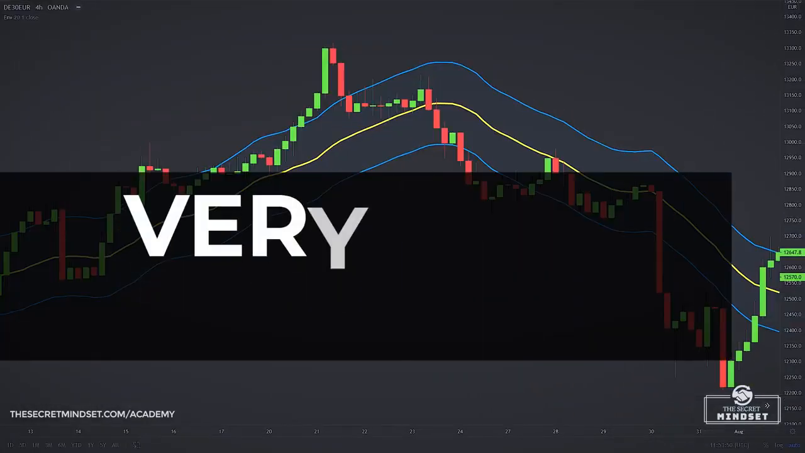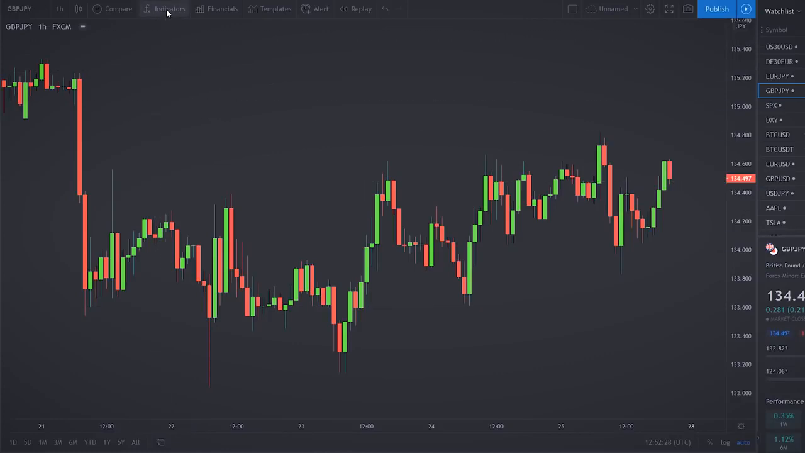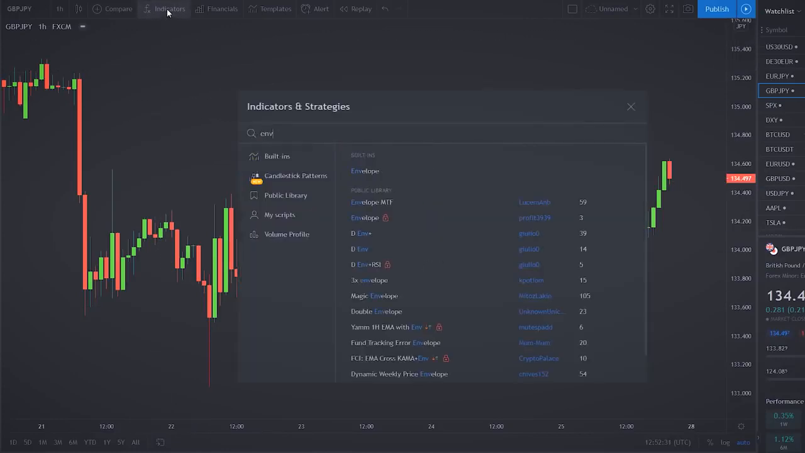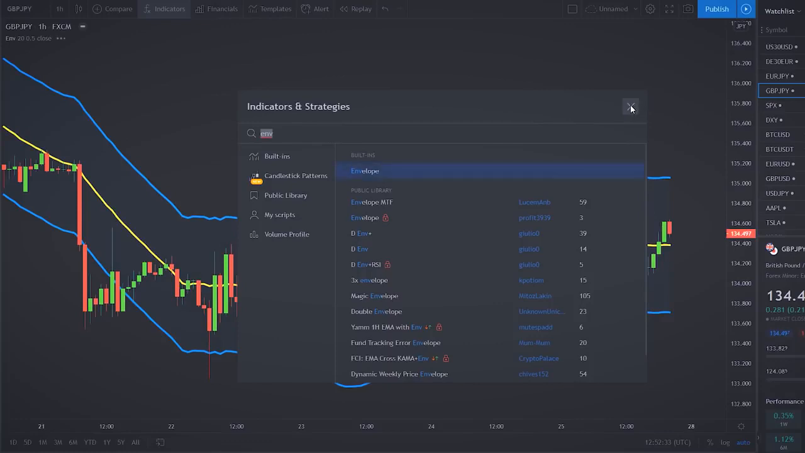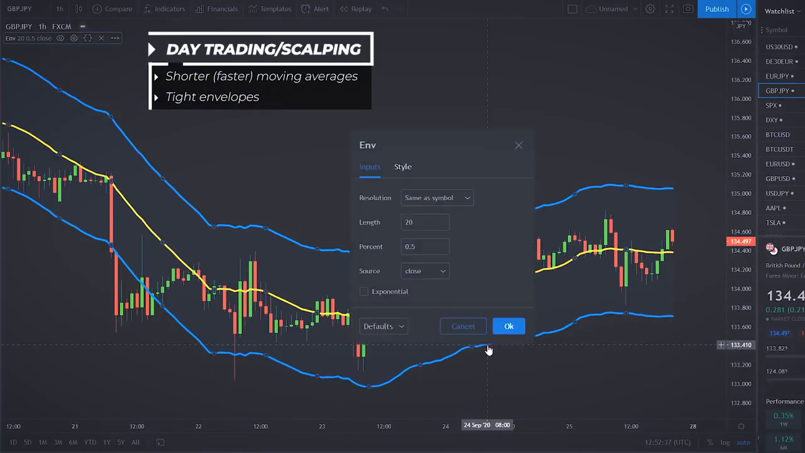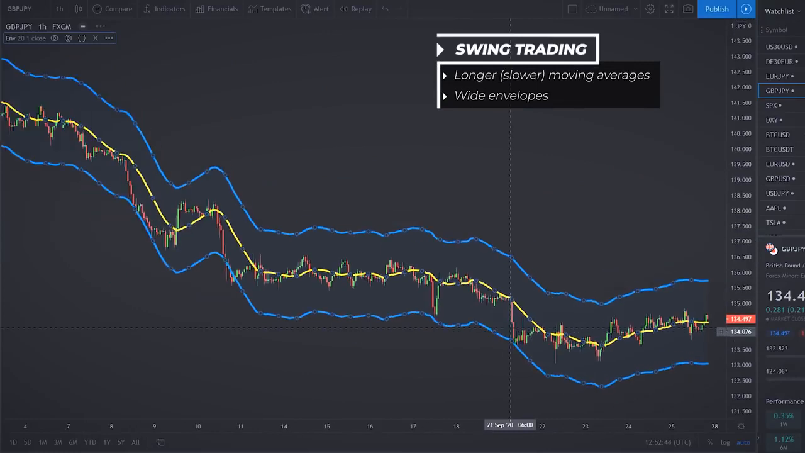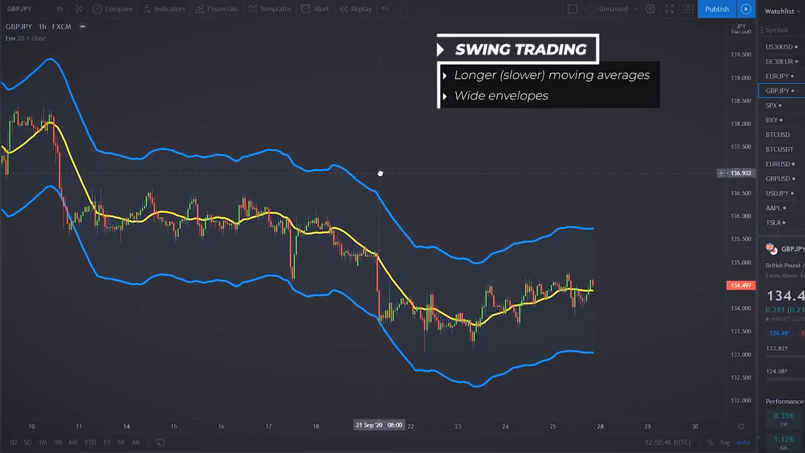Now, the selection of the period of the moving average and the percentage of envelopes is what makes or breaks your trading strategy. The parameters of the moving average envelopes depend on your trading or investing objectives and the characteristics of the market you are trading. Day traders and scalpers will likely use shorter, faster moving averages and relatively tight envelopes. Swing traders and investors will likely prefer longer and slower moving averages with wider envelopes. The market volatility will also influence the parameters.